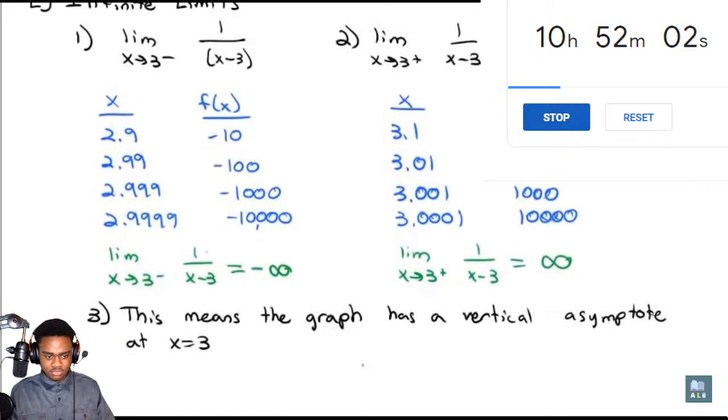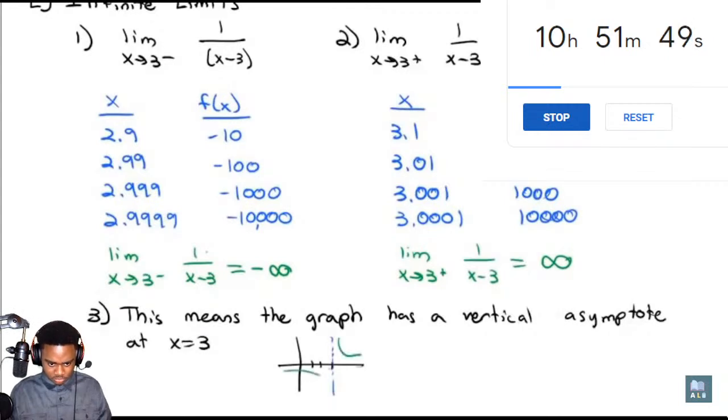In other words, if I were to sketch a graph of this guy really quick, and I'll just make a small version of it, 1, 2, 3. At 3, there's going to be a vertical asymptote, and the graph is going to bend around that vertical asymptote. And so you see when we're approaching from the left, it's going down to negative infinity, and when we're approaching 3 from the right, it goes to positive infinity.